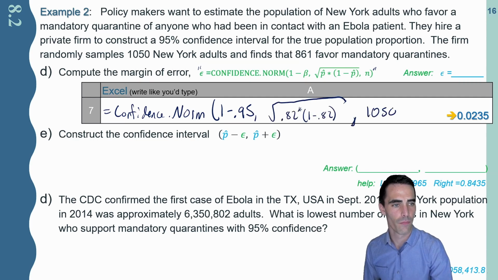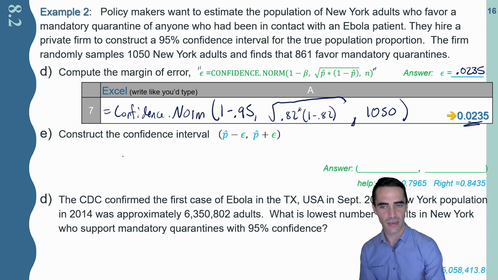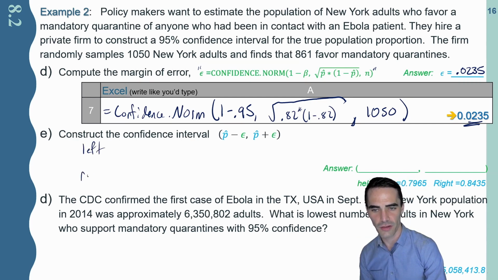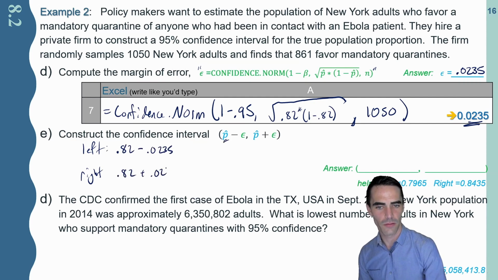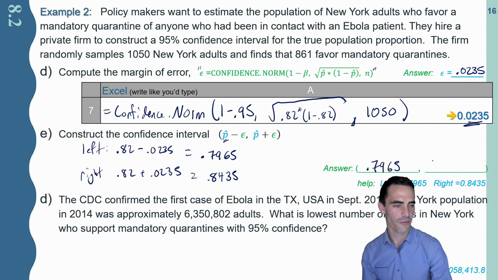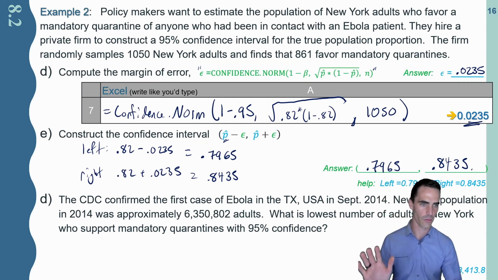And there's your margin of error that we computed, 0.0235. And so when actually constructing that interval, we could write it very explicitly, just like we typed it. You had your left and your right endpoint, and that's what we're going to enter in for our left endpoint, 0.7965, and for our right endpoint, 0.8435. And there's our confidence interval built.